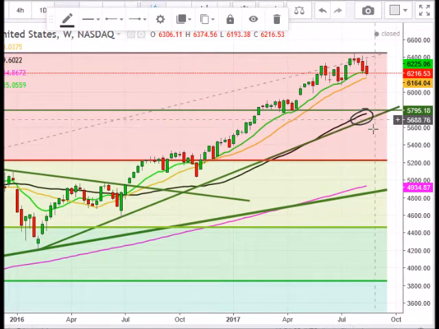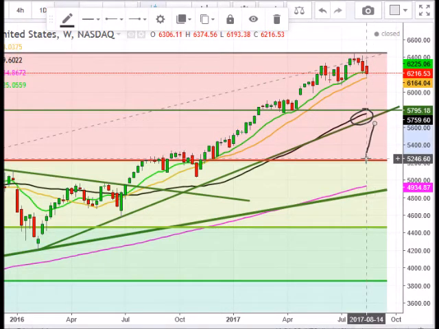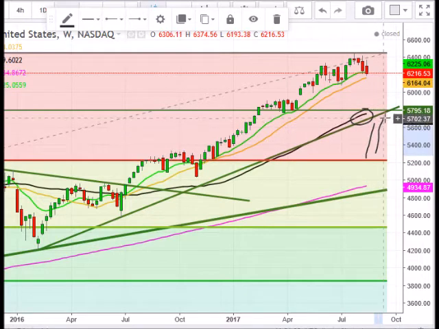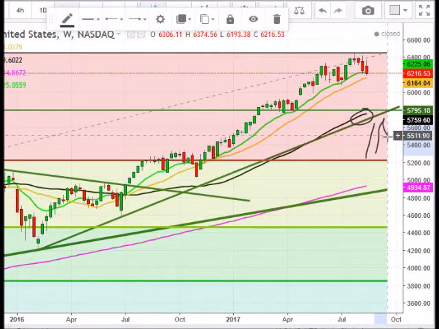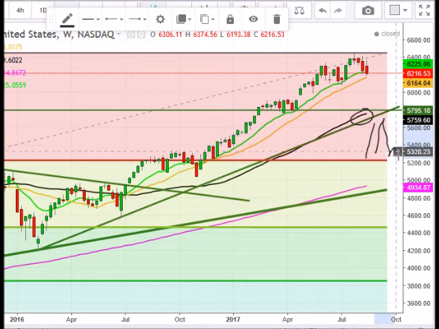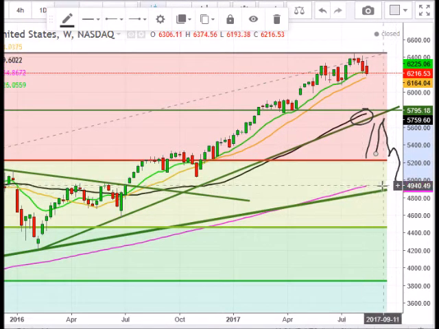If that fails, then we'll be heading lower to this 23.6 Fibonacci level, at least the beginning of it, and then potentially seeing a bounce here back up to this trend line. If that confirms a failure, then we'll be heading back lower, bounce here for a little bit, and then breaking lower to this next uptrend line here.